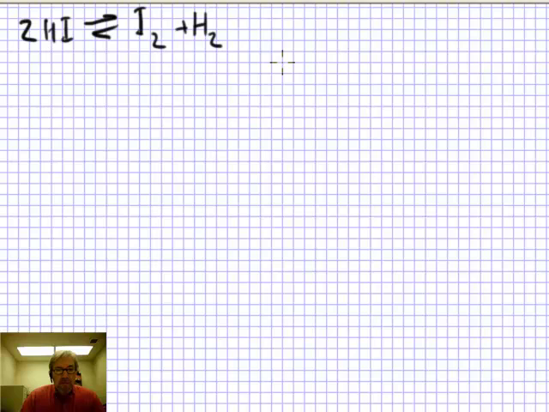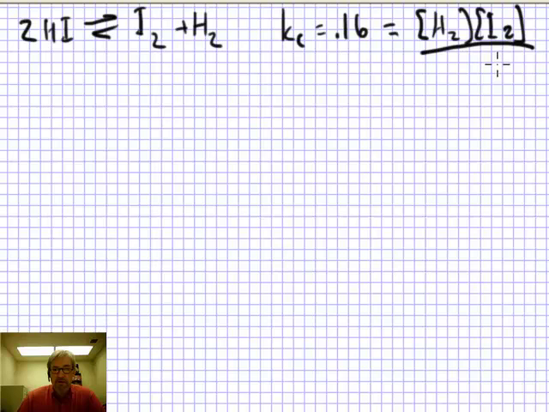Well, here's our original equation, and the Kc value here is 0.16, and Kc is equal to, in terms of concentrations, concentration of H2 times concentration of I2, because those are our two products, raised to the 1s, because those are their coefficients, divided by concentration of HI squared, because the coefficient on HI is 2.